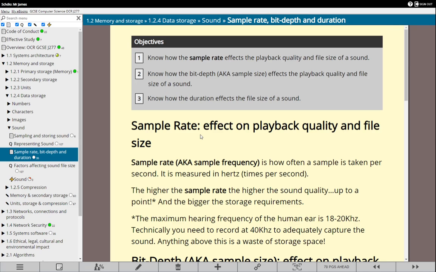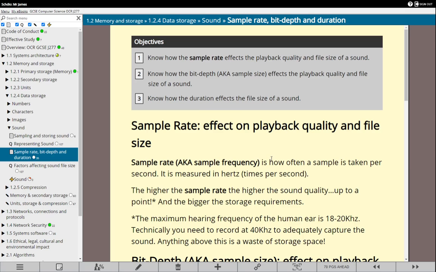So looking at the sample rates, i.e. how often we take a sample, how does that impact upon the playback quality and the file size of a sound? Well, it's hopefully pretty obvious. The more often we take a sample, the more accurate the waveform is going to be. And the same with the bit depth. The more bits we use to record the height or the amplitude of the wave, the more accurate the representation is going to be. So yes, increasing both of those will increase the quality of the sound, but it's also going to drastically increase the size of the file as well.